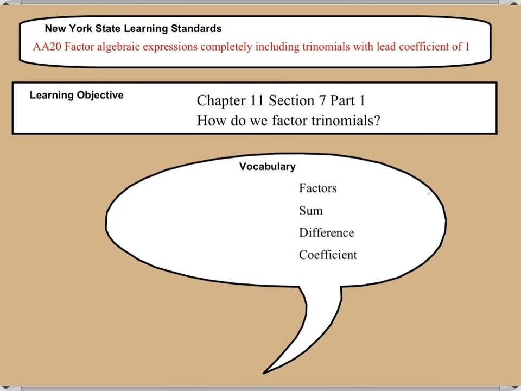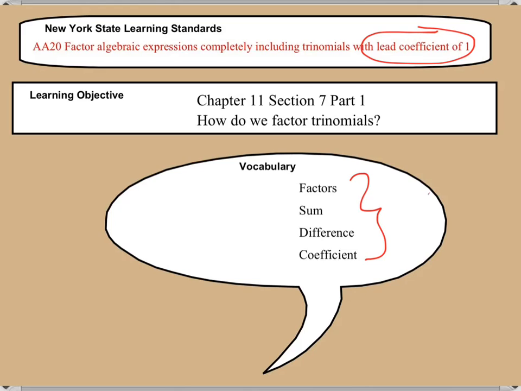Okay, today we're going to talk about how we factor trinomials, and this is part of AA20, learning how to factor algebraic expressions completely, including trinomials with lead coefficient of 1. So in particular, we're going to talk about these trinomials with lead coefficient of 1. Okay, so our vocabulary is factor, sum, difference, and coefficient. And this follows chapter 11, section 7.